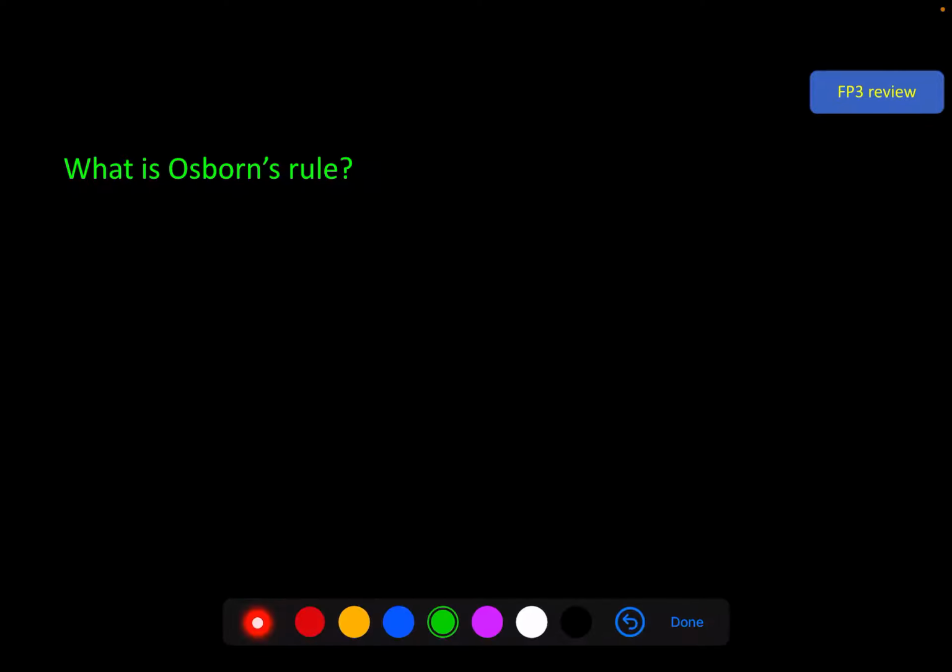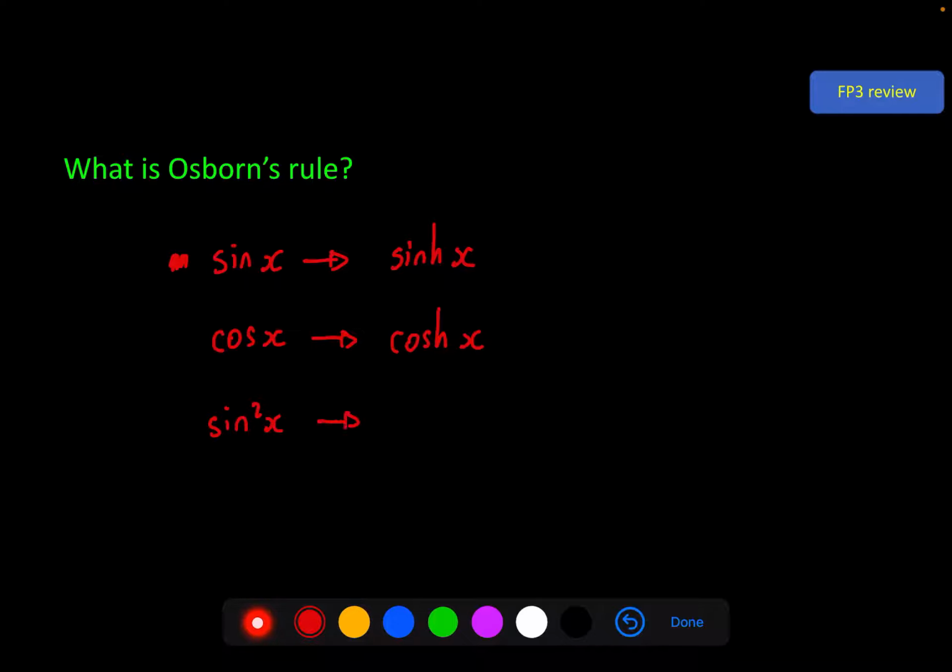Osborne's rule, if you've given that a go, you should have remembered, hopefully, the first part, that all the sin x terms in a trigonometric identity change into sinh x terms. All of the cos x terms change into cosh x terms. And the third part, very important, any sin squared or implied sin squared x turns into a minus sinh squared x. So an implied sin squared would also be something like a tan squared.